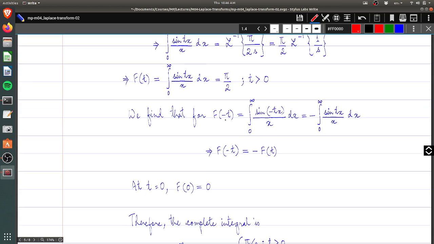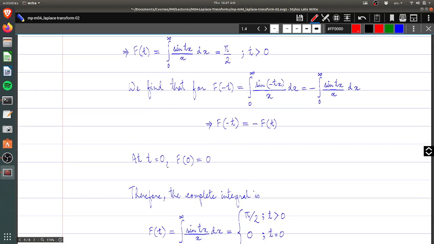So in that case, what happens? If in this function I replace t with minus t, wherever there is t I have to replace it with minus t. So here we'll have a minus sine of minus tx. Now sine of minus theta is equal to minus sine theta, so this minus will come outside: minus sine tx by x into dx. Which means this is an odd function. So f of minus t is equal to minus f of t, and at t equal to 0, f of 0 will be equal to 0.